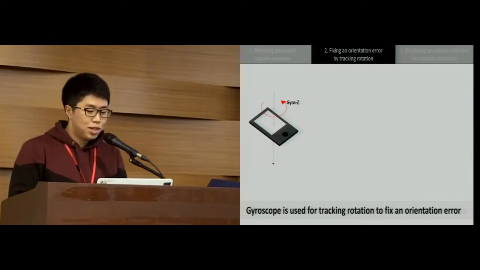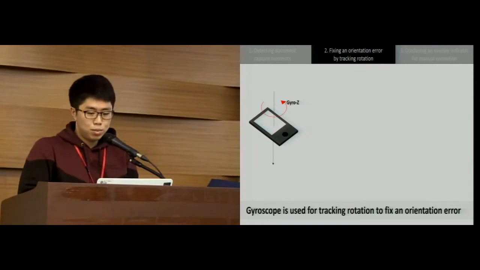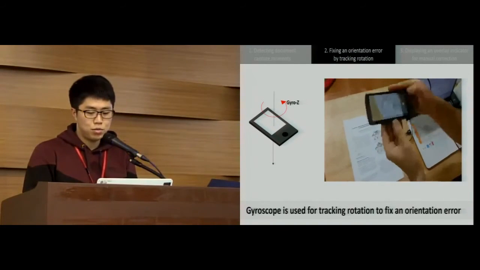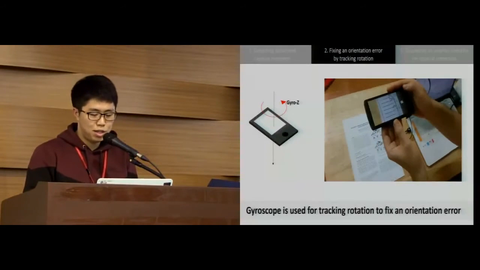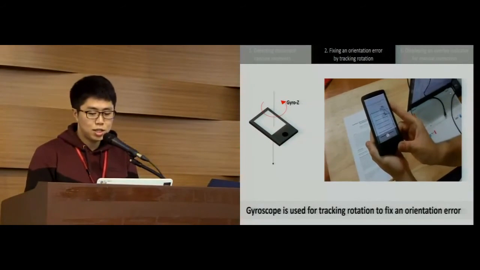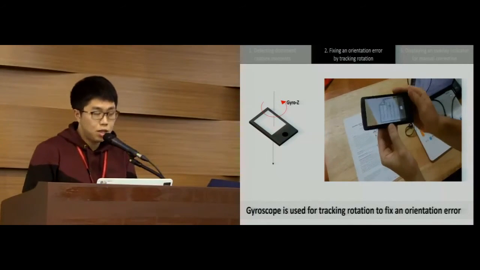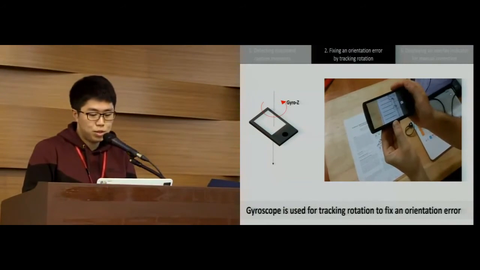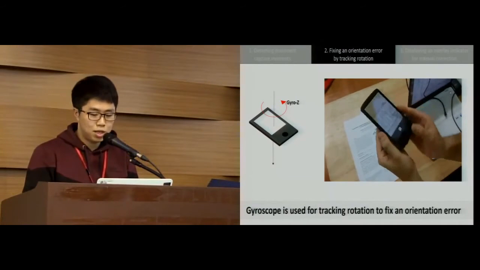As a second step, once the document capture moment is detected, ScanShot applies the newly calculated orientation to the system. The new orientation is computed by integrating the gyroscope value, which contains rotation information. If the integral value is higher or lower than a certain threshold, ScanShot changes the orientation. From our user experiment, we set the threshold as 25 degrees.